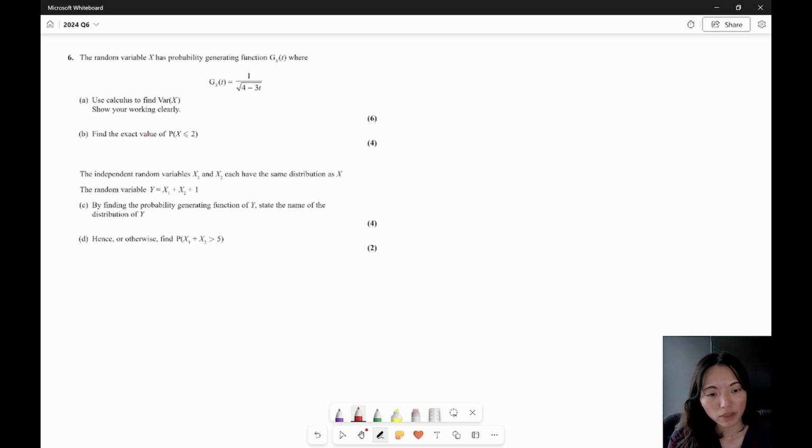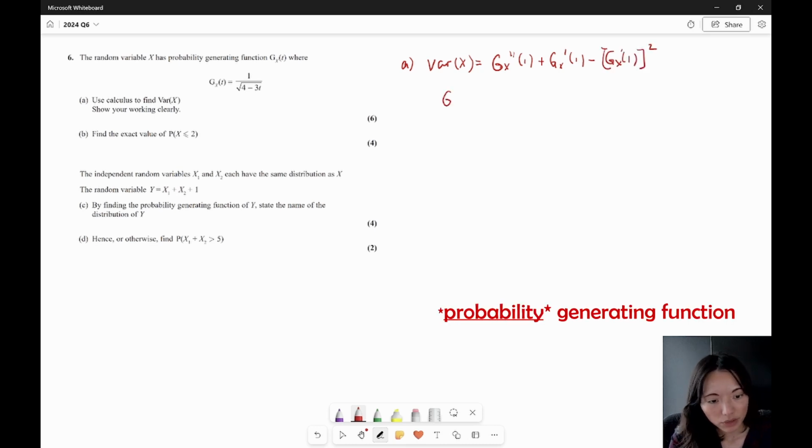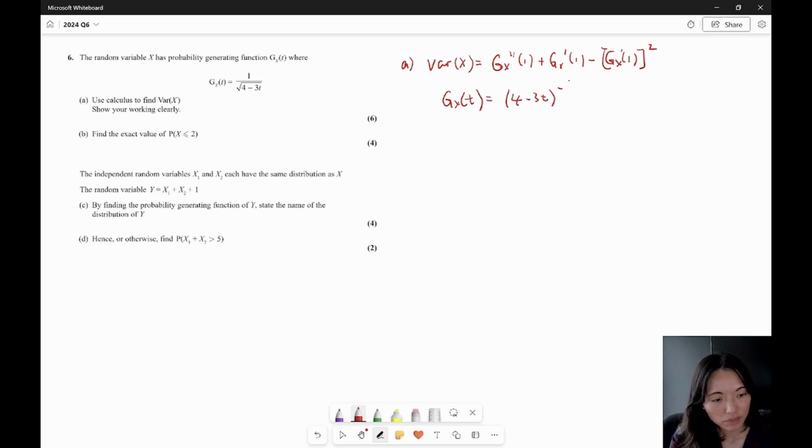Based on what we just looked at, let's do part A together. The formula book actually gives us this formula, which is very useful. We simply need to differentiate the generating function. Let's write that in this way so it's easier for us to differentiate. Let's take the first derivative with respect to t. That's 4 minus 3t to the power minus 3 over 2, and then we use the chain rule to differentiate what's inside the bracket. Now that gives us this expression.